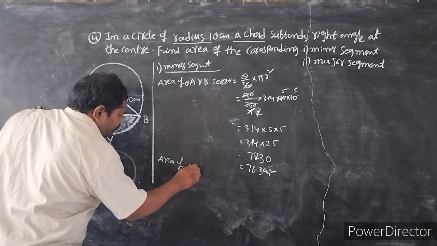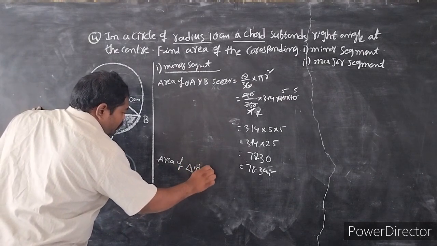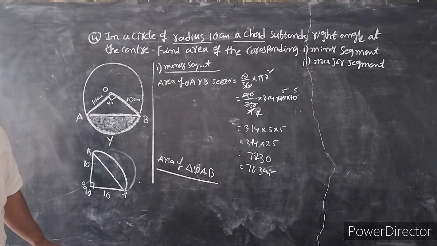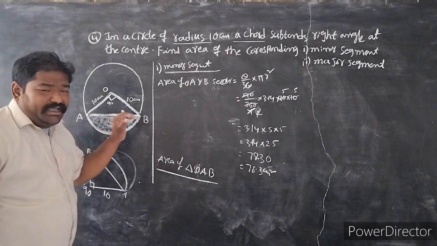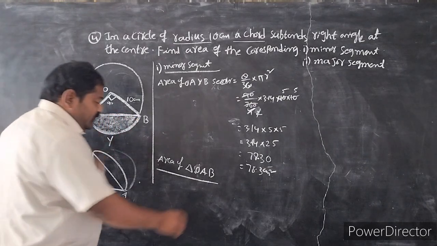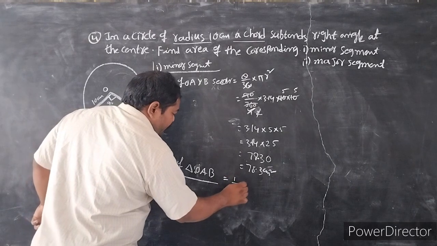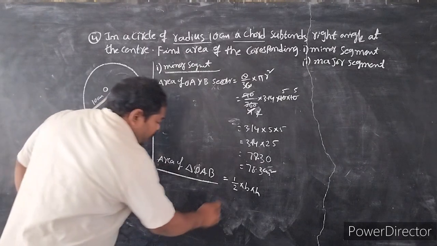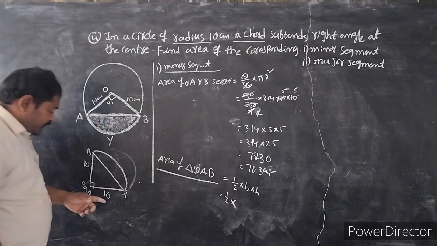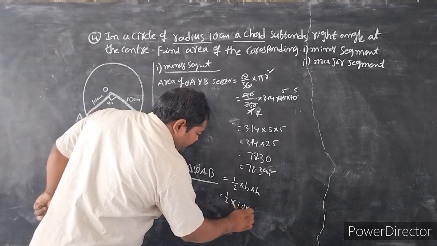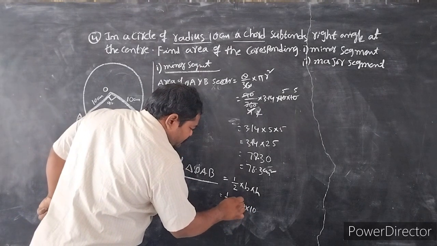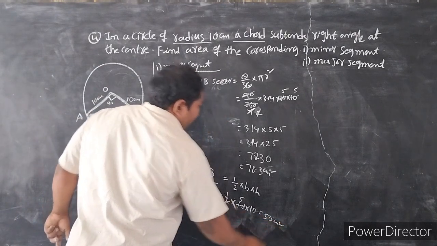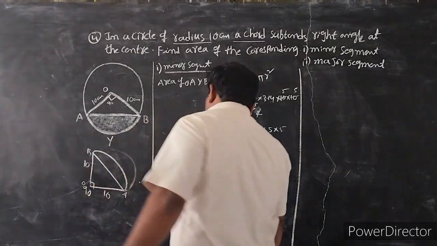Area of triangle OAB. In the sector we have AOB, a right angle triangle. First we have to calculate the area of this right angle triangle, which is half into base into height. Area of triangle is half into base, which is 10, and height also 10. Therefore 10 into 10 is 100, half of it is 50. 50 centimeter square is the area of the triangle in the sector.